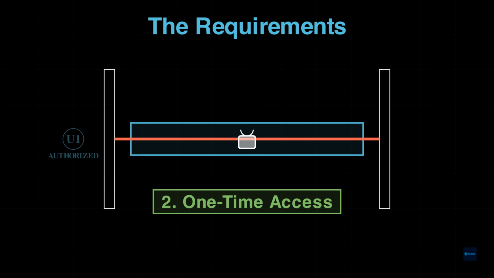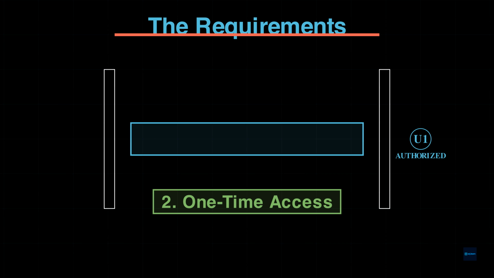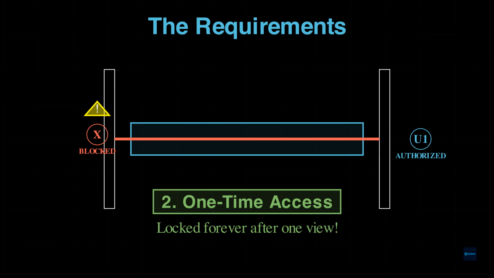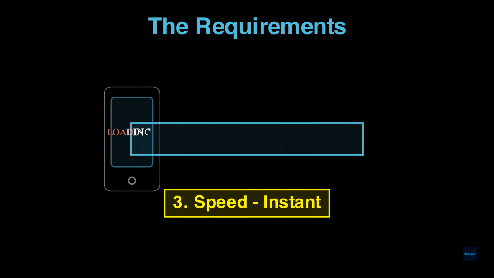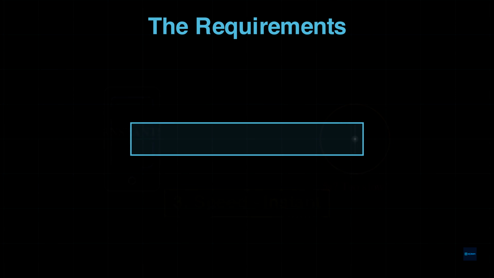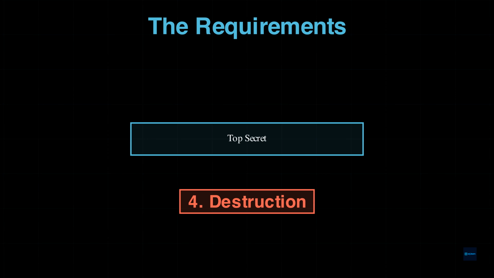Second, one-time access. This is the hardest part. The file must be opened exactly once. If you view it, and your friend tries to view it a second later, the system must block them. There are no half views, it's all or nothing. Third, speed. Users won't wait 5 seconds for a photo to load. It has to feel instant. And finally, destruction. When the timer runs out, the data shouldn't just be hidden, it must be unrecoverable.